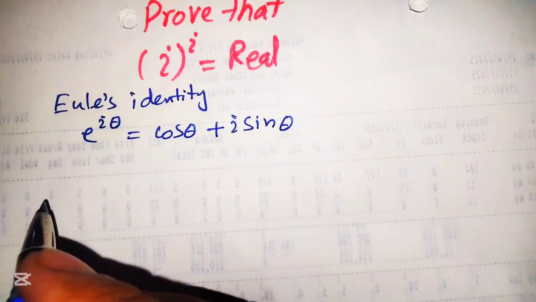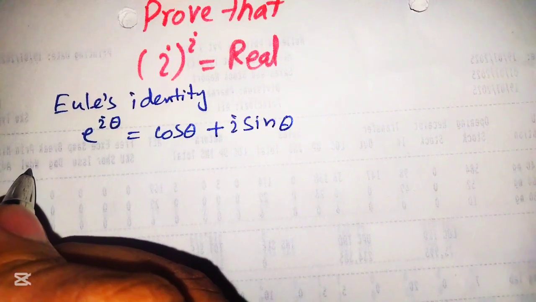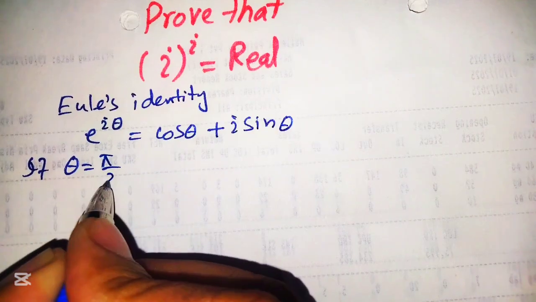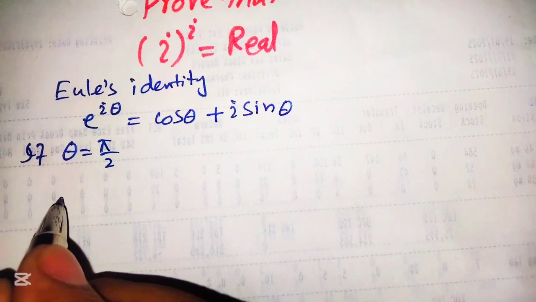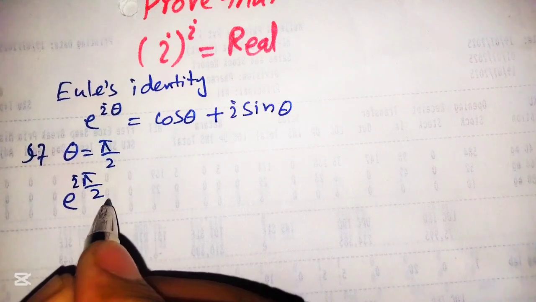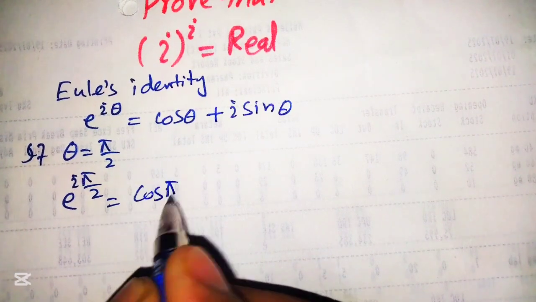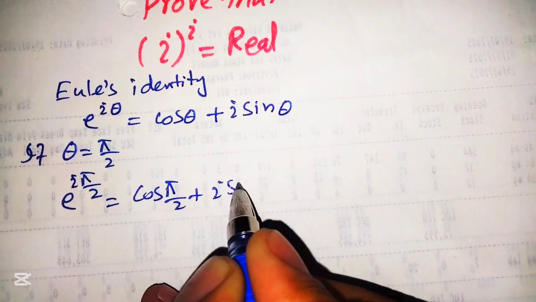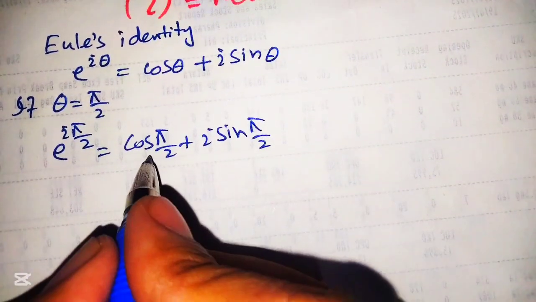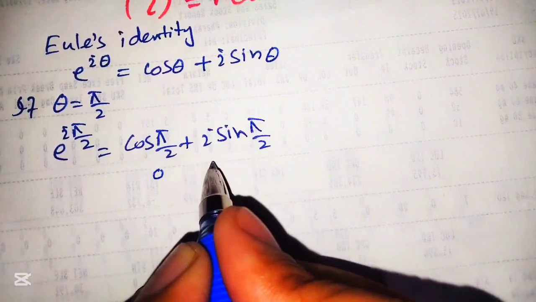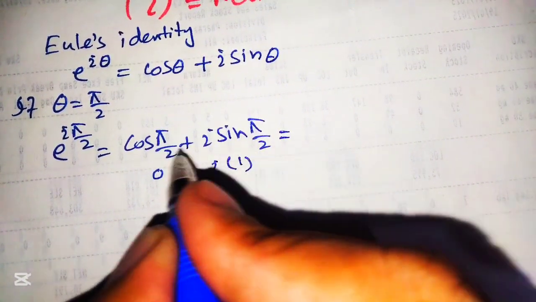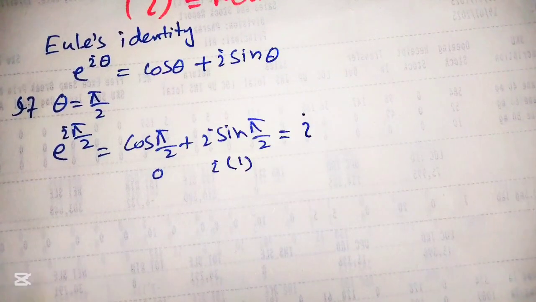Now, if we take theta is equal to pi by 2, then this will become e raised to power iota pi by 2 is equal to cos of pi by 2 plus iota sine of pi by 2, and as you know cos of pi by 2 is 0, sine of pi by 2 is 1, and we get the value of this is equal to iota.